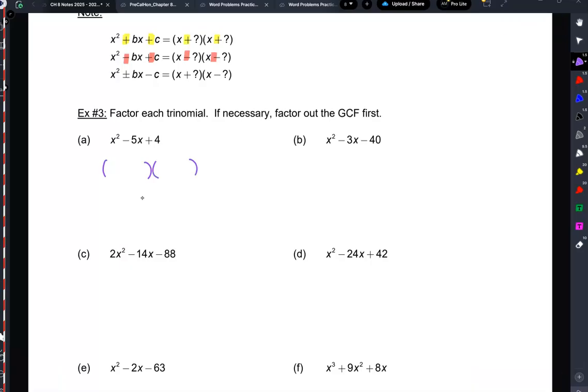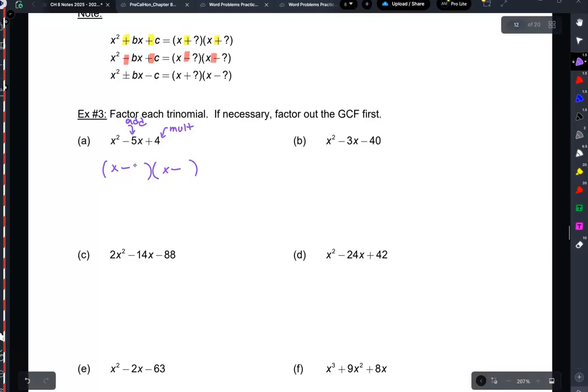So this one is minus plus. I'm going to have (x )(x ). Since it's minus plus, I know it's going to be minus minus here. Okay? Now, I need two numbers to multiply to 4 and add to 5. What do you think? 4 and 1. (x - 4)(x - 1). And if you get confused, FOIL.